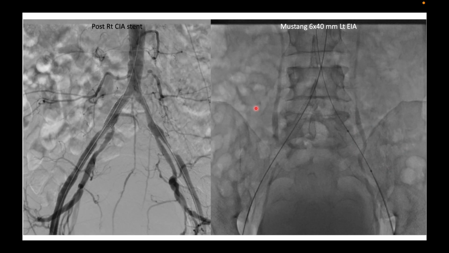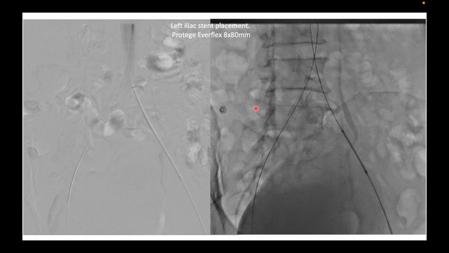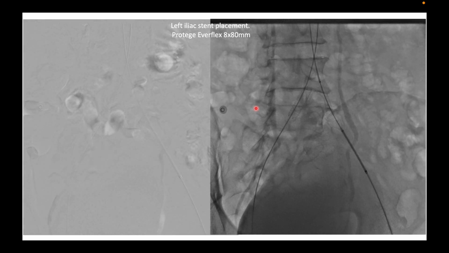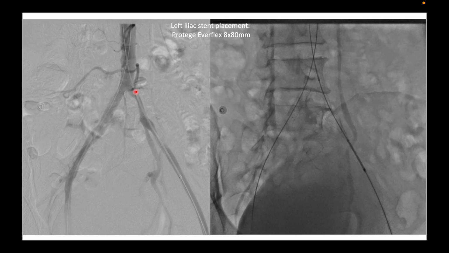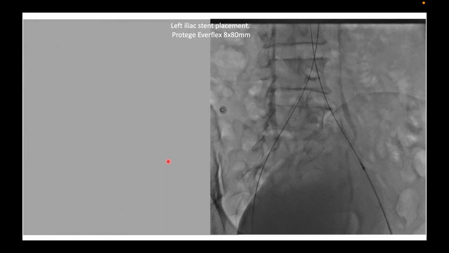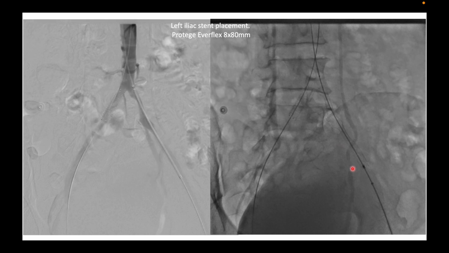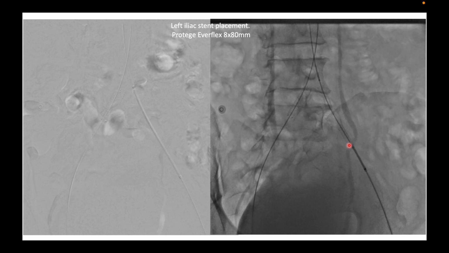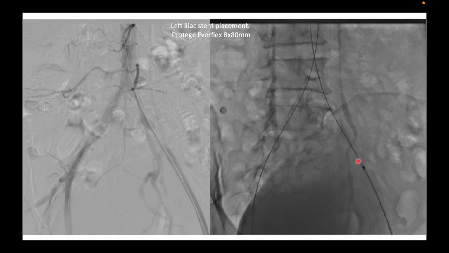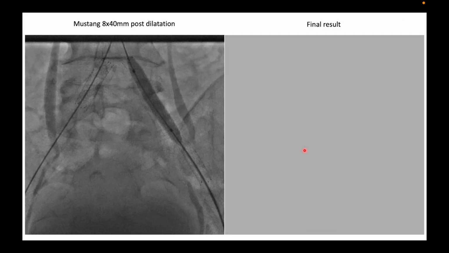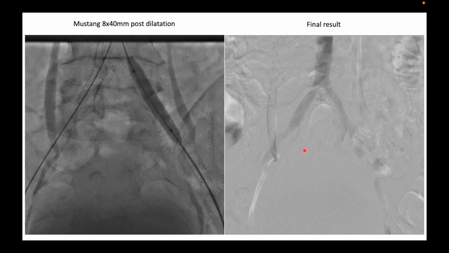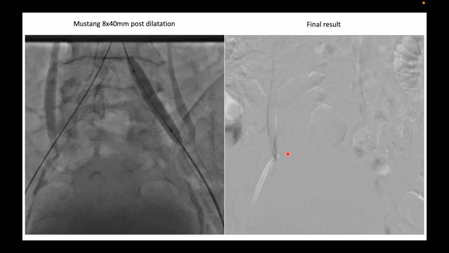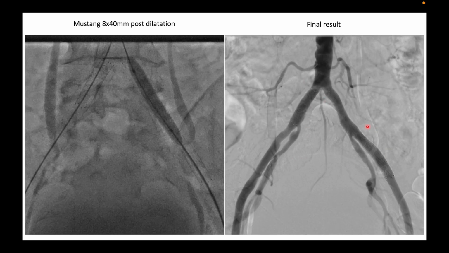Now moving on to the left side, that's ballooning being done with Mustang 6 by 40 in the left external iliac artery. And then this is the Protege Everflex 8 by 80 millimeter stent. You can see the stent coming here. This is 8 millimeter width or diameter and 80 millimeter long. It's a self-expanding stent that is being deployed here. You can see this stent being deployed. Slowly, gradually, we are moving back and the stent is opening up. And this is from Medtronic. And then Mustang 8 by 40 millimeter post-dilatation was done, and that's the final result. So that's a nice result here and over here.